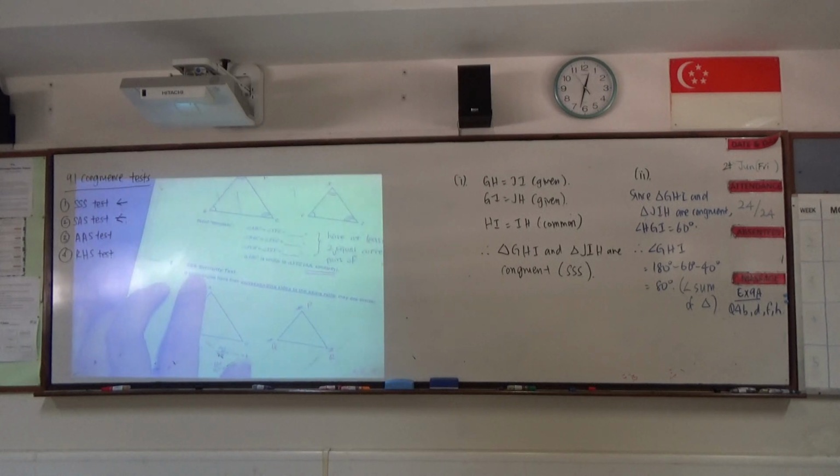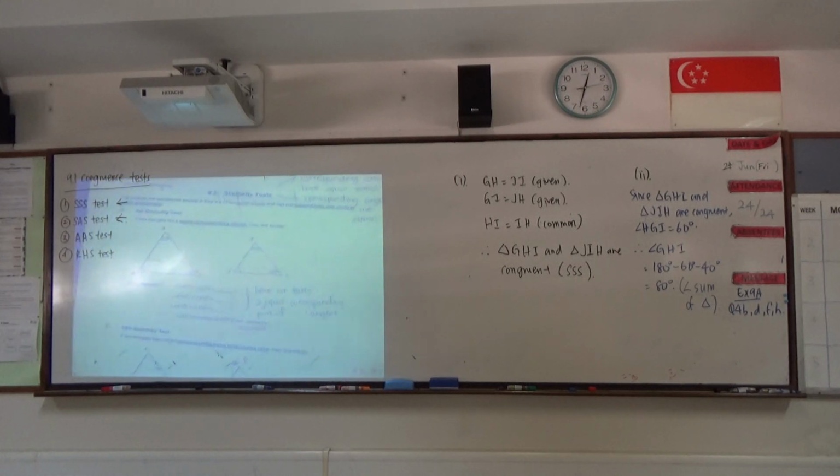Then for congruency test, of course, we also have it now. We cannot have a single S one. So the only difference is the AAS test. AAS test is confirmed only a congruency test. We cannot have an AAS test for a similarity situation. Then after that, RHS is definitely a congruency test as well.